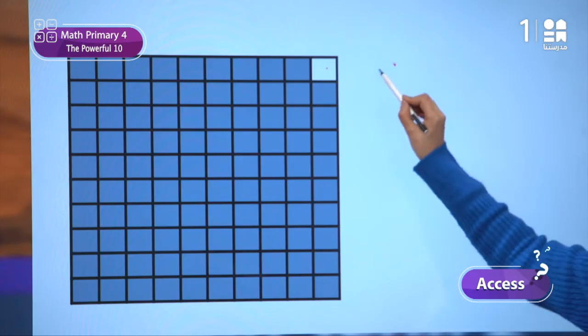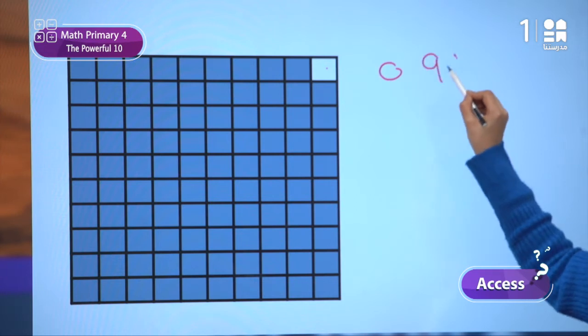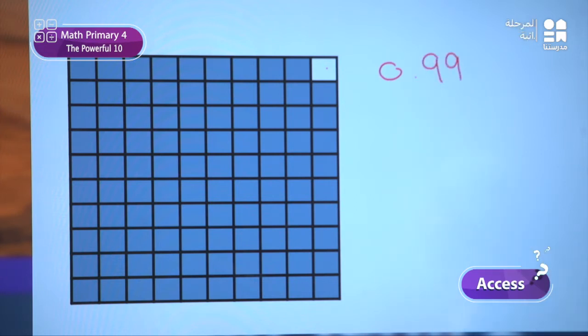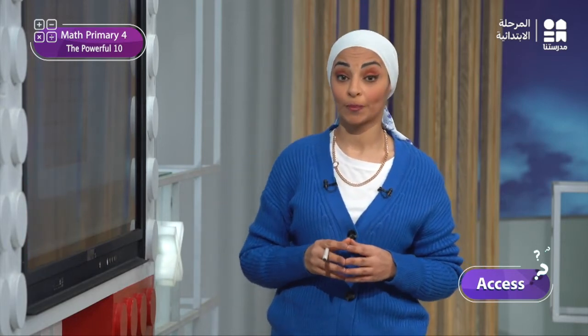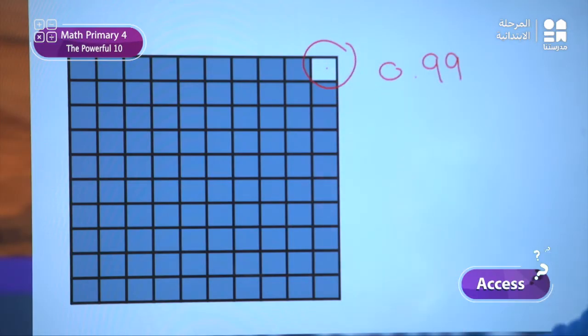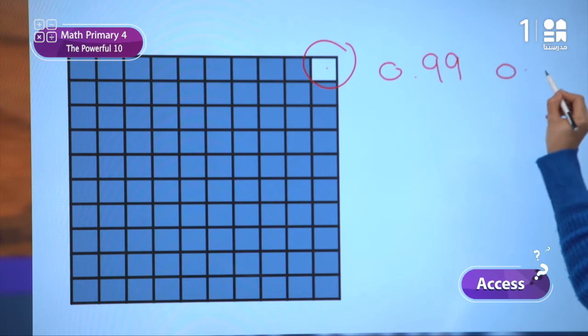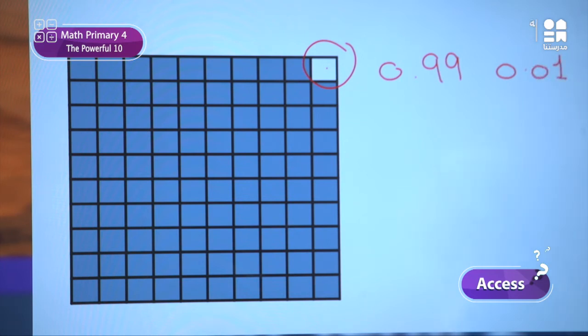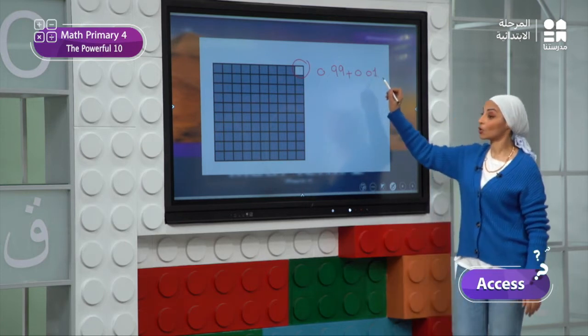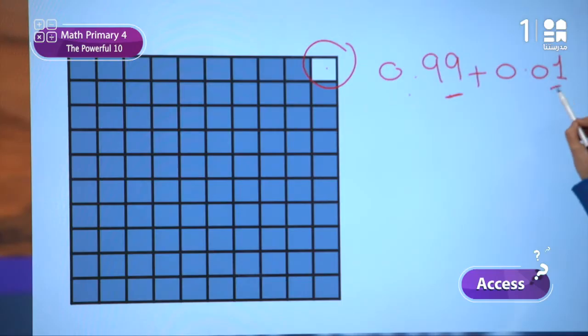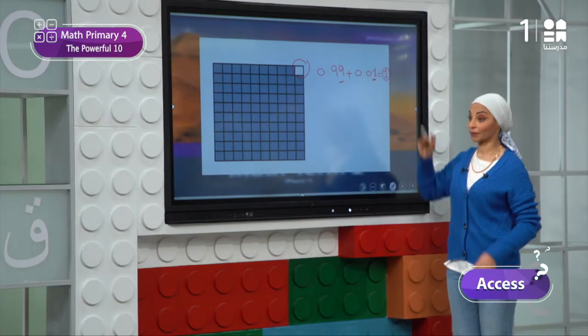Yes, 99 hundredths, that means 0.99. Okay? Can you see how many squares are left in the last grid model to complete it? How many squares are left? Yes, of course, only one. One hundredth. So I need 1 hundredth, which is 0.01, to complete the whole grid. This means 0.99 plus 0.01, or 99 hundredths plus 1 hundredth, equals the whole one.